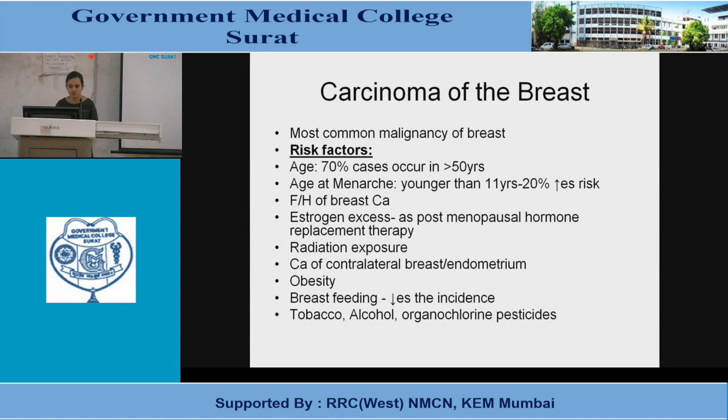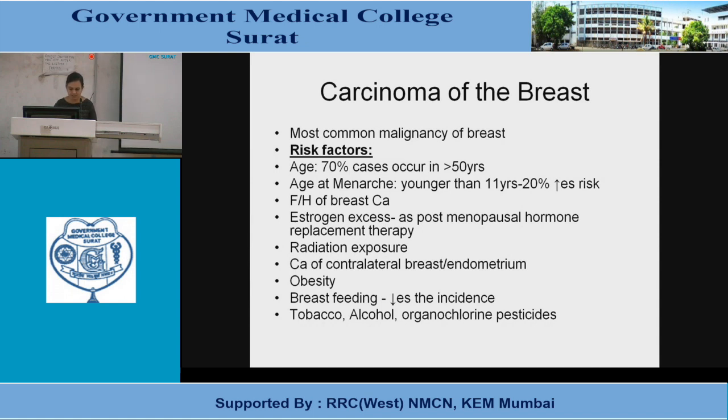If there is a family history of breast carcinomas, then such people tend to suffer from breast carcinoma at earlier ages, like I said, in the 28, 30s. Estrogen excess, as in postmenopausal hormone replacement therapy, is a risk factor. Radiation exposure, carcinoma of the contralateral breast or endometrium are again hyperestrogenic states which also give rise to breast carcinoma.